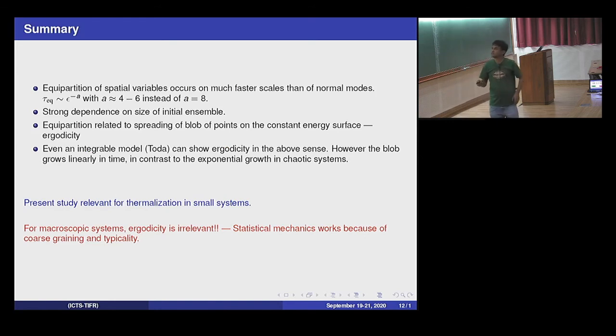So the summary is that this present study is relevant for thermalization in small systems. For macroscopic systems, at least we believe that ergodicity, which is relevant here, is kind of irrelevant. Statistical mechanics works probably because of coarse graining and something called typicality. Okay, I'll just stop.